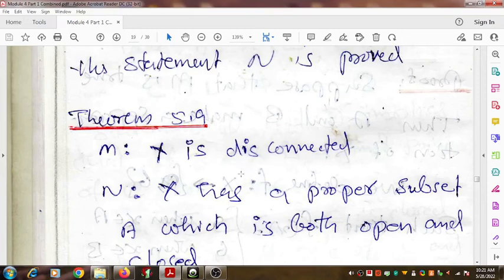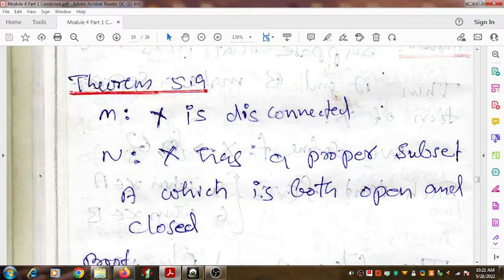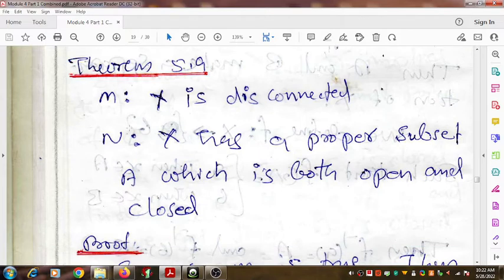Let's continue to discuss some results on connected and disconnected topological spaces. Theorem 5.9 contains two statements. Statement M states that X is disconnected, and statement N says that X has a proper subset A which is both open and closed.